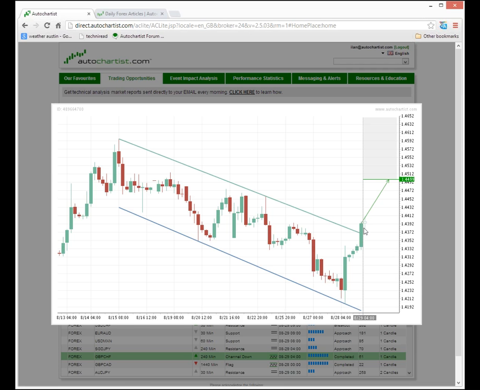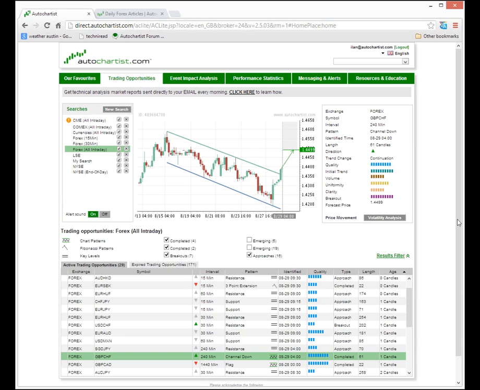Now, let's look at the difference here with an opportunity that's got a solid green candle, a solid green arrow. This means that there has been a breakout through a support or resistance level. So this is an example of pound Swiss franc. And there has been, as you can see, a breakout through a resistance level, and Autochartist provides you a forecast up to 144.99.